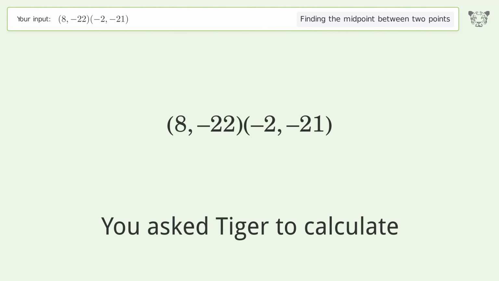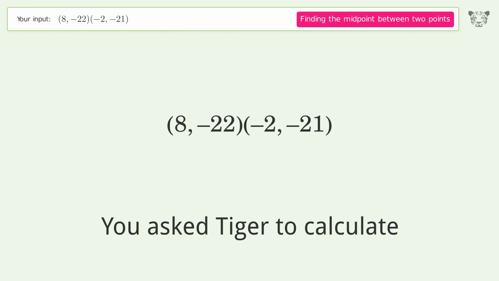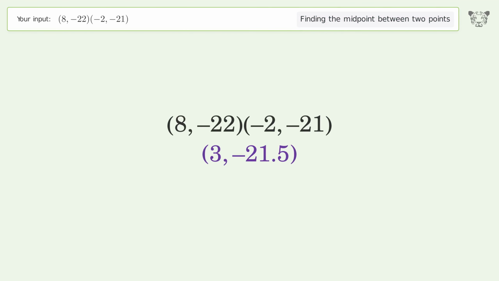You ask Tiger to calculate. This deals with finding the midpoint between 2 points. The midpoint between the 2 points is 3, -21.5. Let's solve it step by step. Plot the 2 points and calculate the midpoint using the formula.